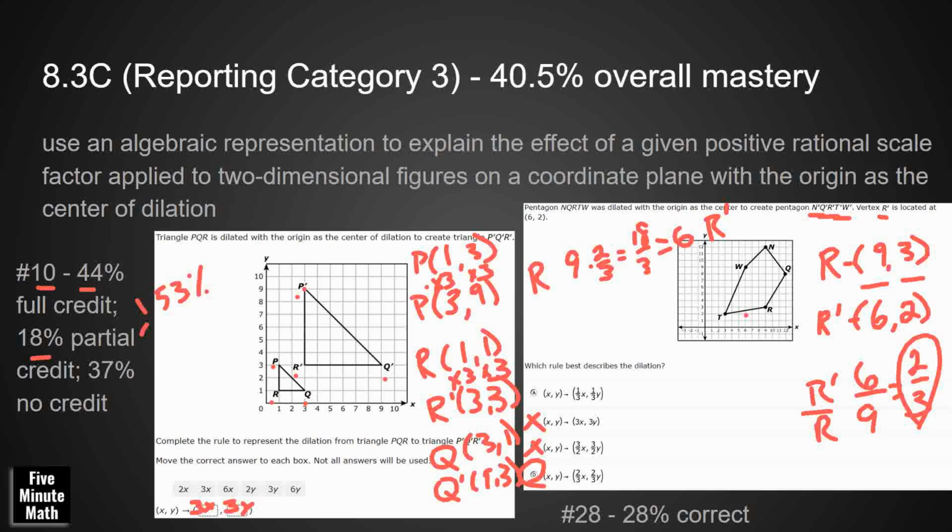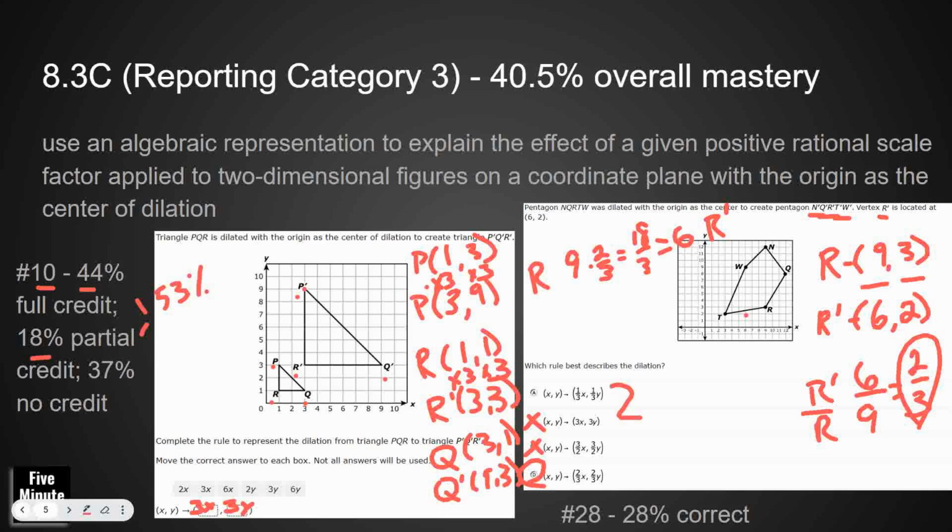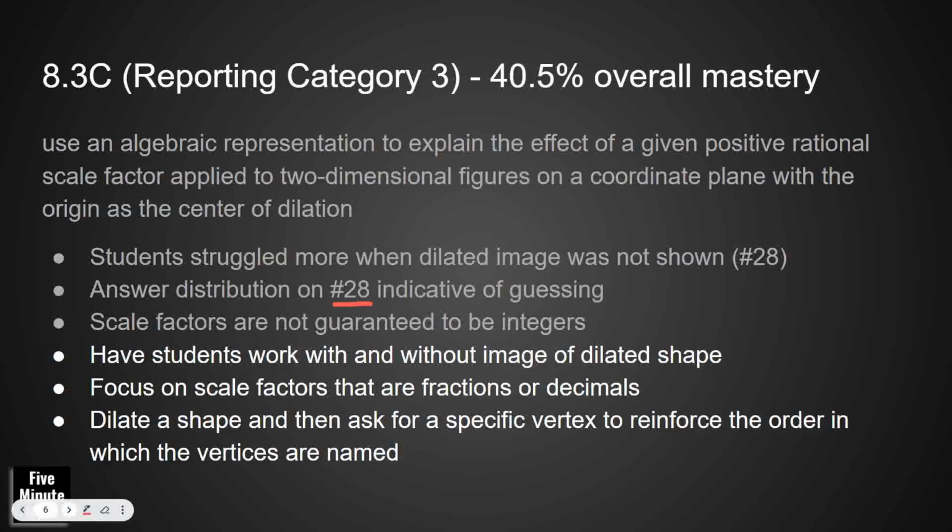You notice we had 28% correct on D. So that's just a hair above guessing. So definitely we struggled more when the dilated image was not shown. And that answer distribution on number 28 was very indicative of guessing. So that's our opportunities working with students when one of the images is shown and the other image is not shown. They will obviously have to give you at least 1 point of that second image.